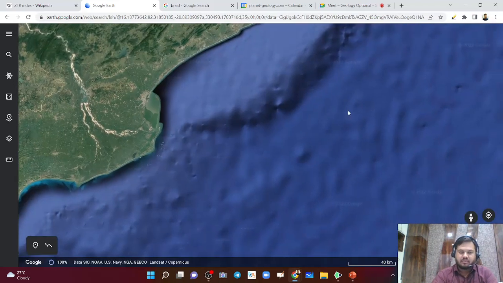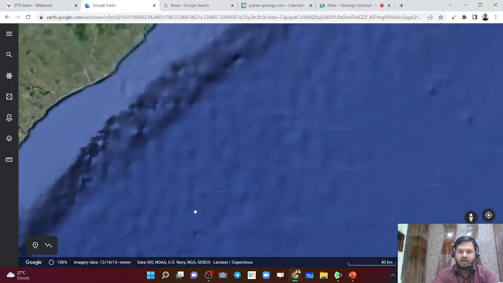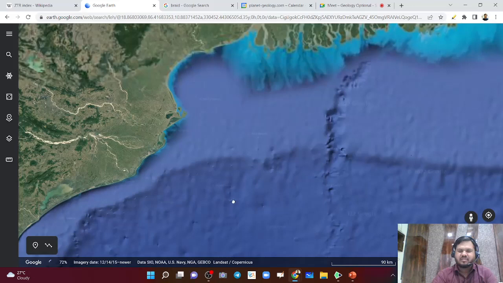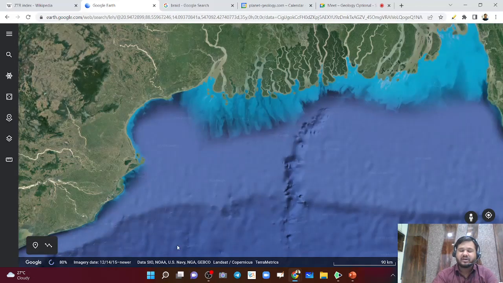Here the third type of delta is Ganga Brahmaputra delta. So this is basically tidal dominated delta, right? So delta is of three types. One is tidal dominated, one is wave dominated, another one is river dominated. So Mississippi is example of river dominated delta. So we will cover delta later.